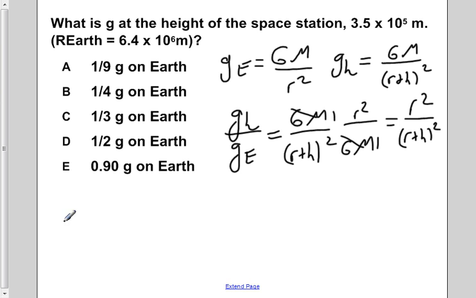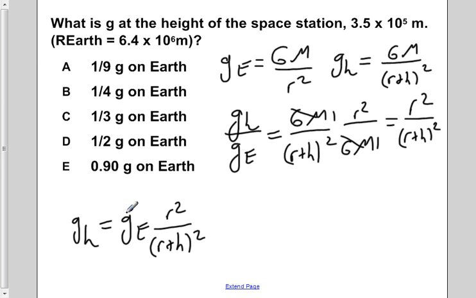Now if we solve this for our acceleration at our height, g_H is equal to g_E times R squared over R plus H squared. From here we can see that we have a relation between our acceleration at our height and our acceleration at the surface, which we know, based simply on the distances. We don't have to take into account the mass or the gravitational constant. So now we just plug in the values that we are given, that we already know.